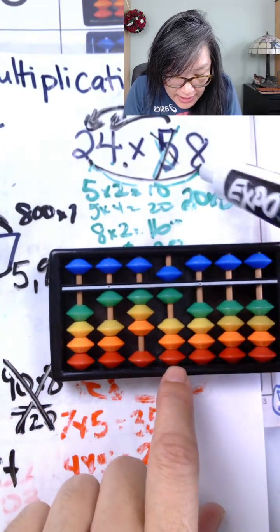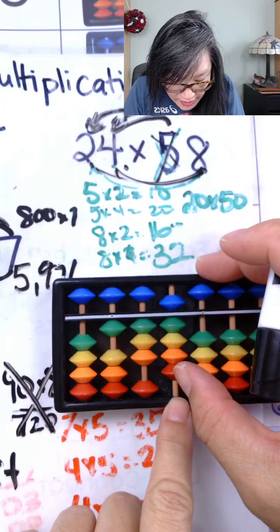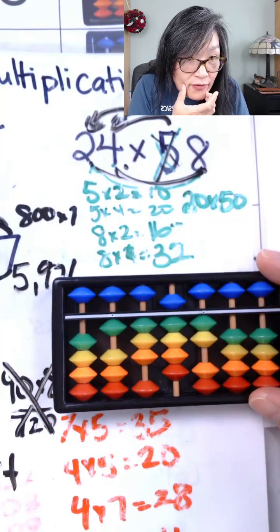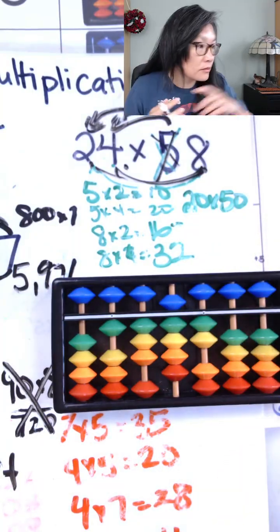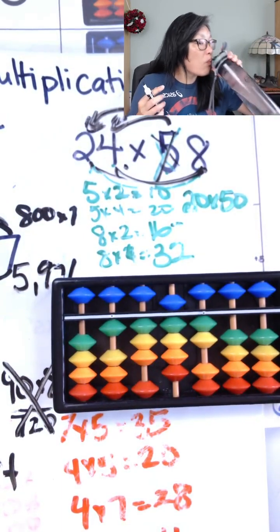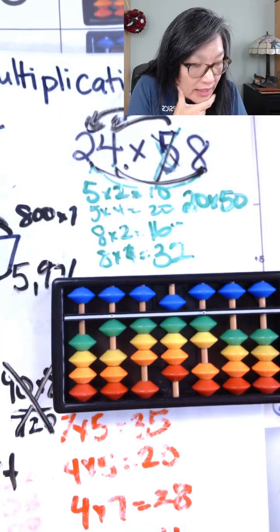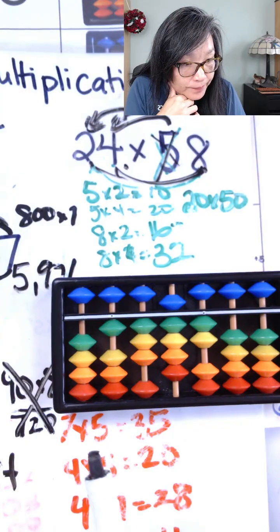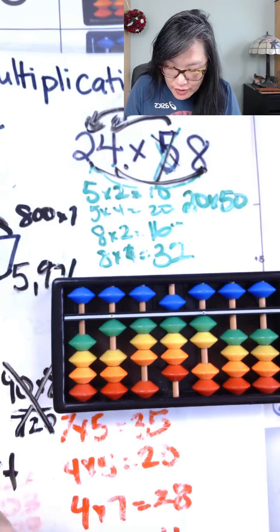And then I'm over here. 8 times 4. 8 times 4 is 32. I add my 3, I add my 2. So then my final answer is what? What is my final answer? 1,392. Exactly. Thank you. Cool? Thanks for the question.